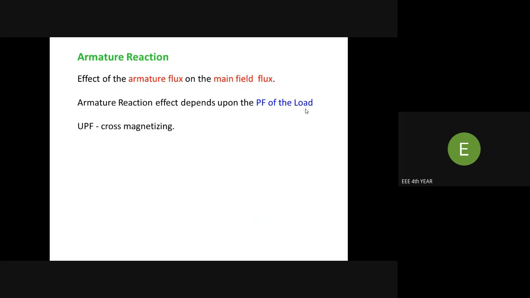For example, unity power factor load produces a cross magnetizing effect. Lagging power factor load produces a demagnetizing effect. Leading power factor load produces a magnetizing effect. So unity power factor load means resistive load, lagging power factor load means inductive load, and leading power factor load means capacitive load. So these are the effects of armature reaction in different types of load. Resistive load produces a cross magnetizing effect, inductive load produces a demagnetizing effect, and capacitive load produces a magnetizing effect.